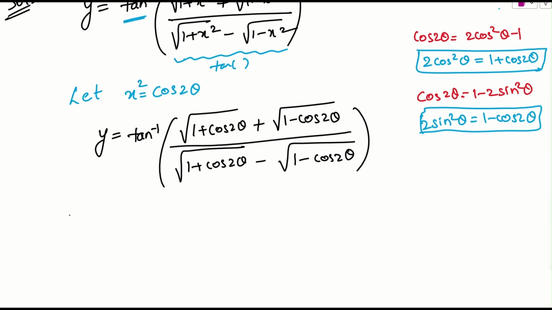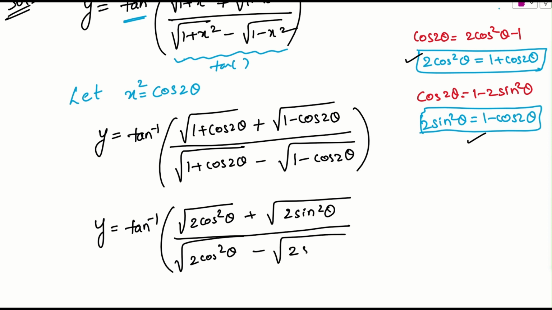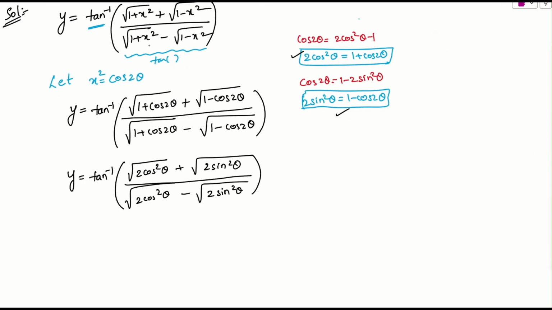Is it okay? So if I substitute, y is nothing but tan inverse of, root of 1 plus cos 2 theta, this is 2 into cos square theta. So this will be square root of 2 into cos square theta plus root of 1 minus cos 2 theta, which by this formula is 2 into sine square theta. In the same way, I'll apply it for the denominator: 1 plus cos 2 theta is 2 into cos square theta, minus 1 minus cos 2 theta, which will be 2 into sine square theta. I think you got up to this point. If you have any doubts, just let me know. Is it okay? Now let us continue.